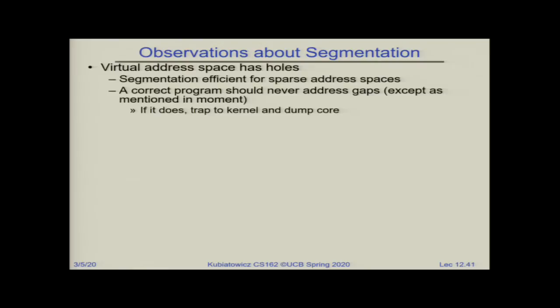Now, observations about this are, first, the virtual address space has a lot of holes. So segmentation is efficient for sparse address spaces. That's good. A correct program shouldn't really ever go into the gaps. If you try to go into a gap, that'll cause a segmentation fault, at which point maybe you grow the size.